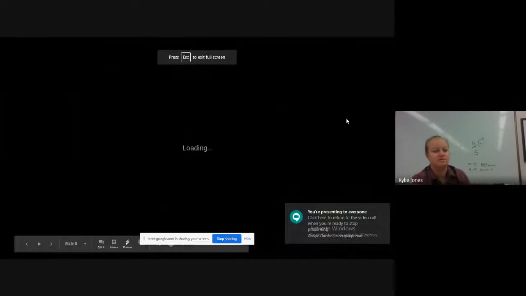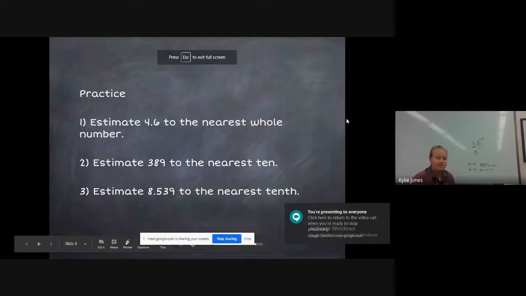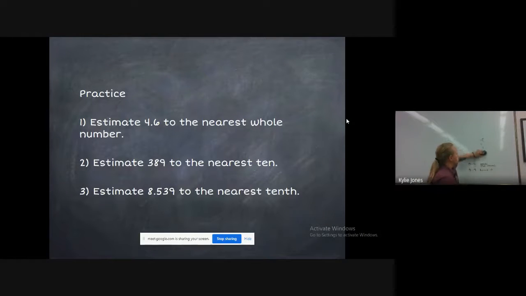Alrighty, let's look at number 2. It says estimate 389 to the nearest 10. Okay, so go ahead and take 15 or so seconds. Estimate 389 to the nearest 10.